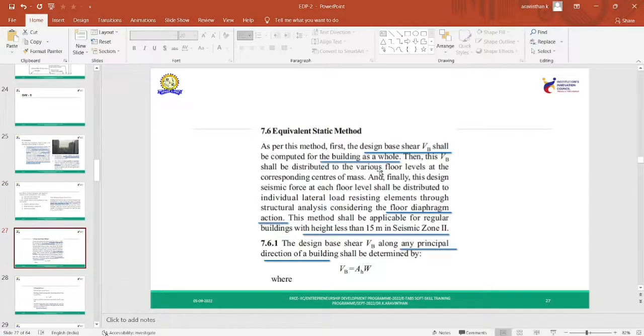Okay. Now, what do you mean by equivalent static method? Before we look into the analysis, you should know certain parameters in order to go to the hands-on training in ETABS. When to go for the equivalent static method: the code suggests that this method shall be applicable for regular buildings with less than 15 meter height in seismic zone 2. If your building is in Bangalore, Bangalore comes under seismic zone 2. And if you are constructing a structure of 15 meter height, then you can use the equivalent static method.